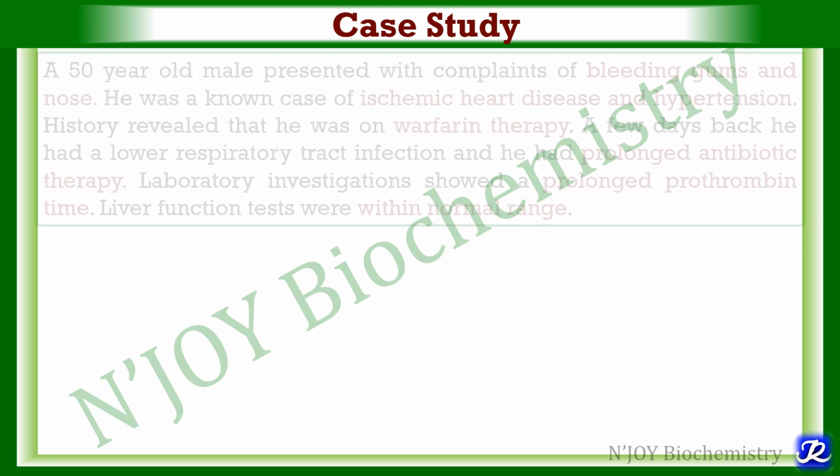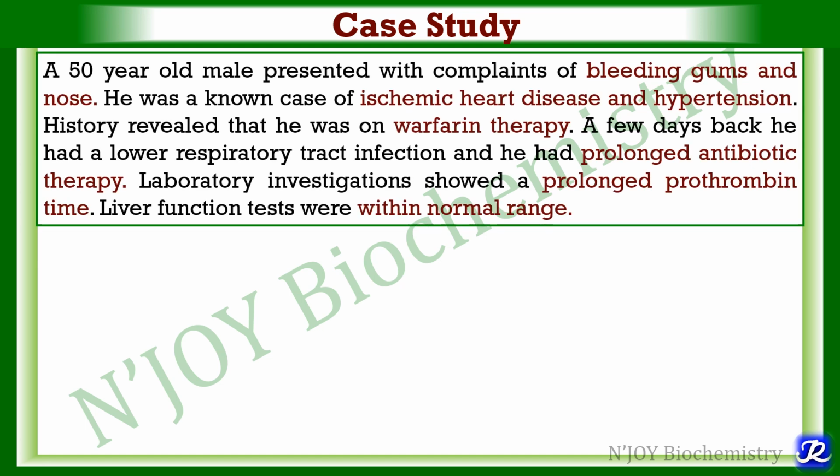Now let's see one more case study in an adult. A 50-year-old male presented with complaints of bleeding gums and nose. So there is a bleeding tendency. He was a known case of ischemic heart disease and hypertension, and history revealed that he was on warfarin therapy, and warfarin is an anticoagulant. A few days back, he had a lower respiratory tract infection. He had prolonged antibiotic therapy.